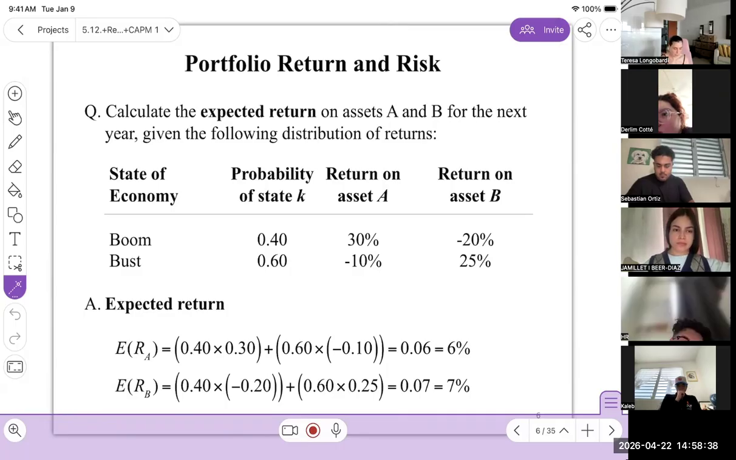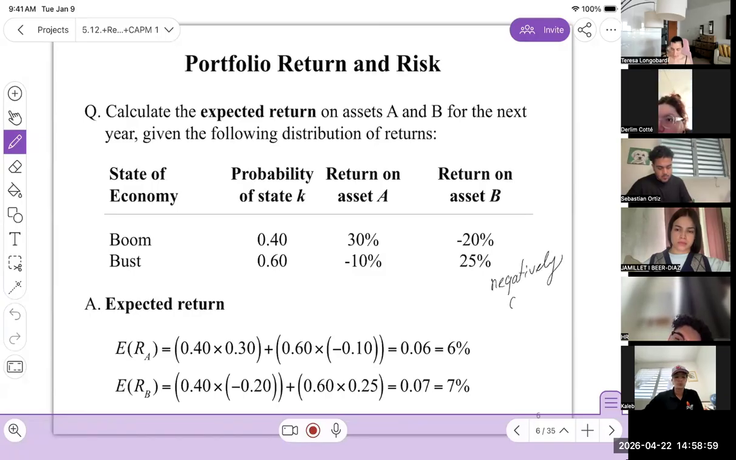Nobody? What do you see? An inverse relation. Very good. They're inversely related. When A does well, B does poorly. When A does poorly, B does well. So this is an example of negatively correlated returns or negatively correlated stocks.